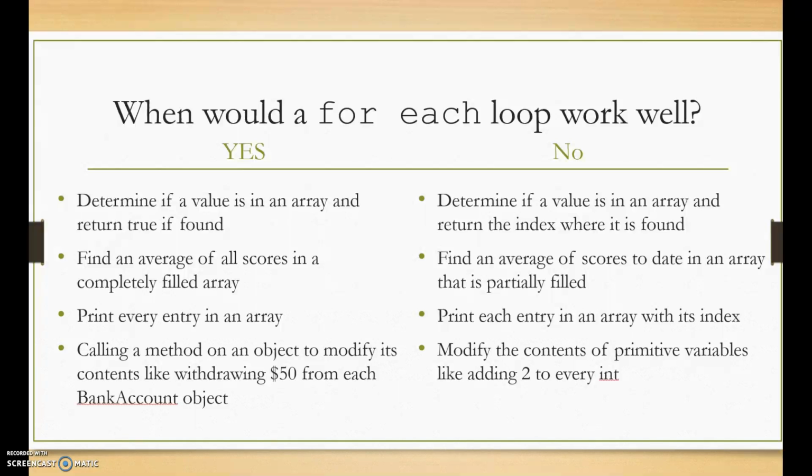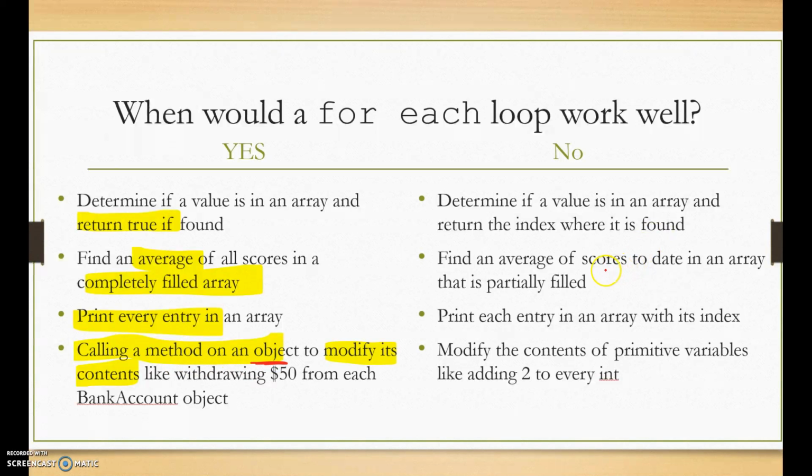All right, so this last slide just goes through a couple scenarios when the for each loop would and would not work. It would work when we're trying to determine if a value is in there and return true if it's found. It would work if we wanted to find the average for all scores in a completely filled array, if we wanted to print every entry in the array, or if we wanted to call a method on an object and modify its contents for every entry in the array, but it would need to be on an object.